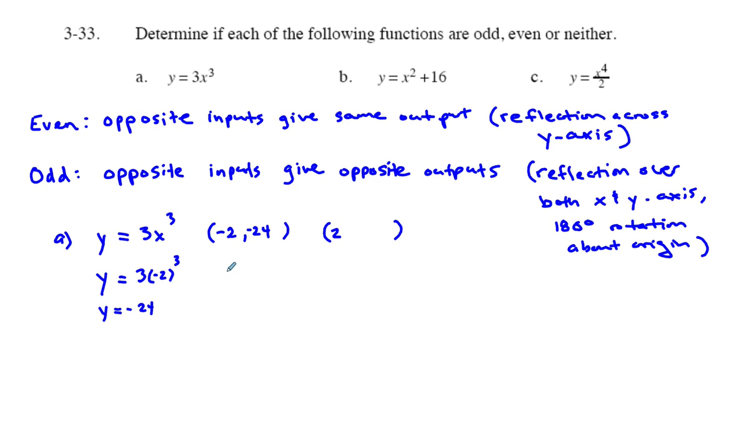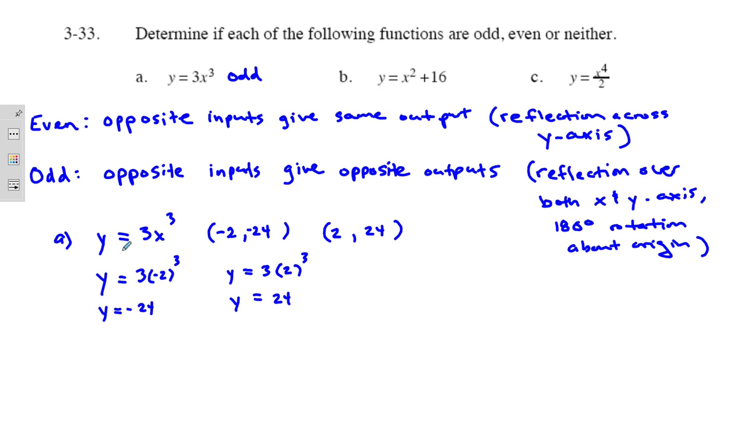And if we put in +2 now, y is equal to 3 times 2 to the third. 2 to the third is 8, so we end up with 3 times 8, which is +24. So by definition, problem A, y equals 3x to the third power, is an odd function. Opposite inputs, -2 and 2, give opposite outputs, -24 versus +24.